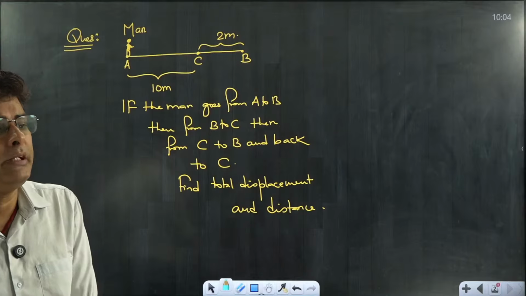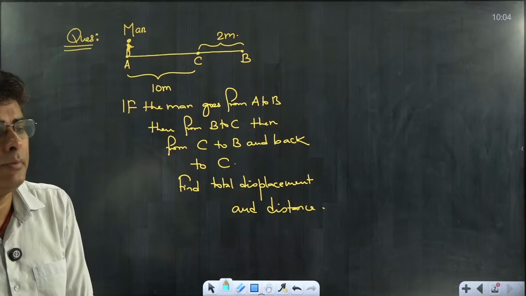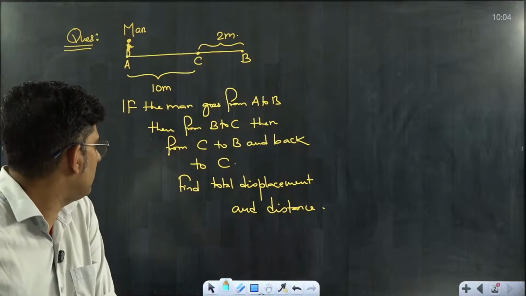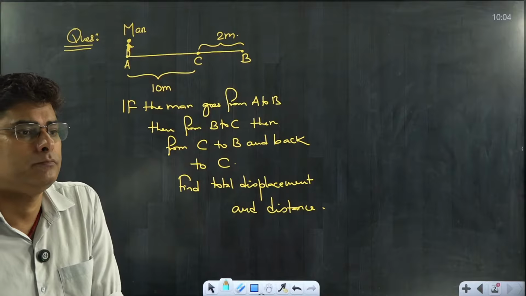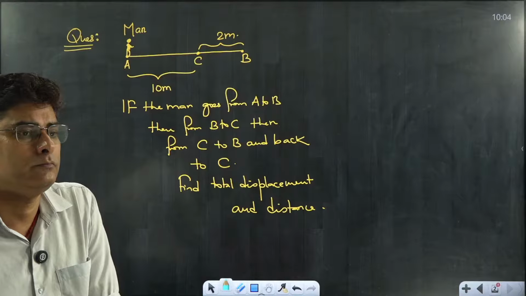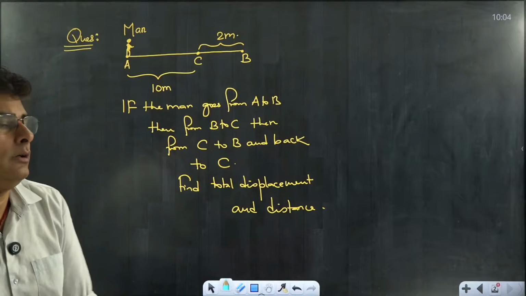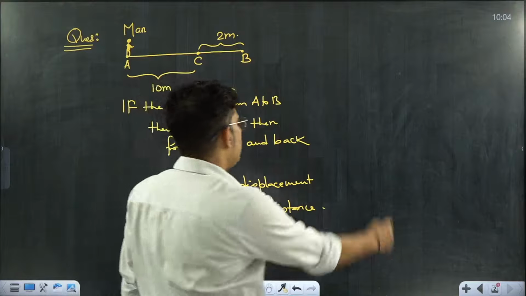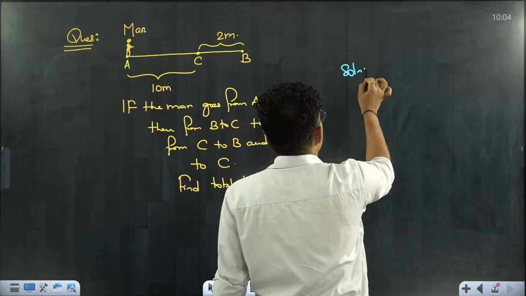Right. Displacement is 10 meter. And what about distance, beta? What will be the distance? Fine. So it is a very simple question because I have just to see the initial and final.